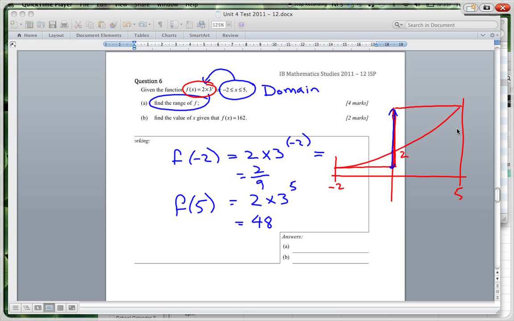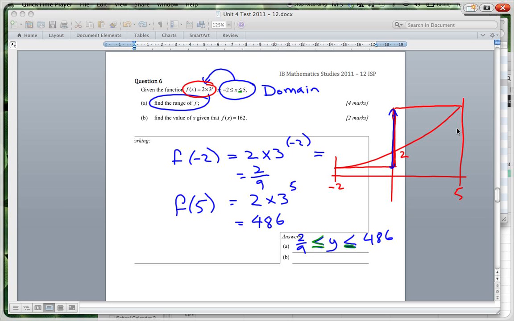So your range, therefore, will be y is greater than or equal to 2 over 9 and less than or equal to 486. The reason why we say the equal to also here is because we were told here it's greater or equal to. So we actually equal to that point. So we've got those two values there.